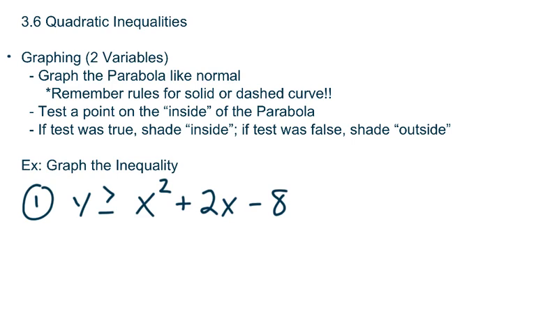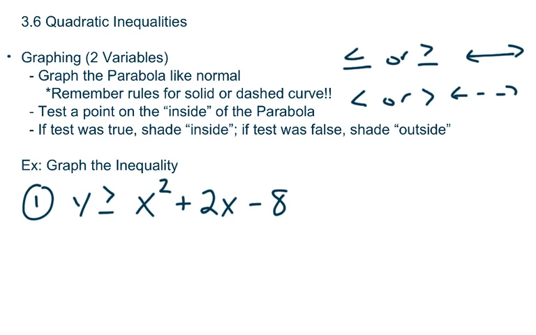But remember your rules for solid or dashed curves. If your inequality sign is less than or equal to or greater than or equal to, that would be a solid curve. Obviously that's a line, but it's a solid line. And if it's strictly less than or strictly greater than, then you're going to have a dashed curve.